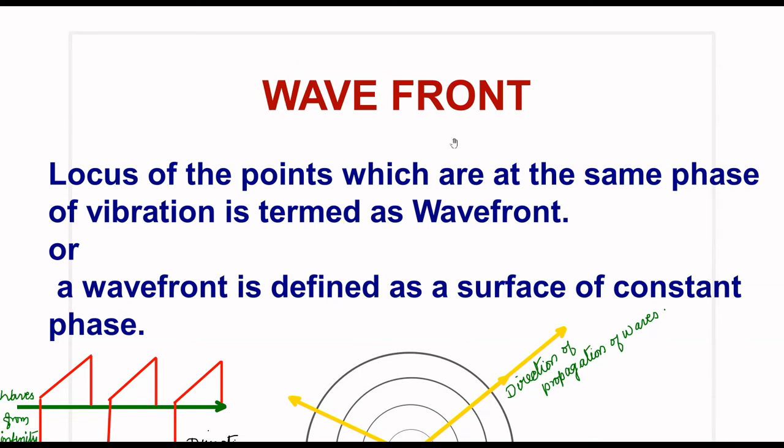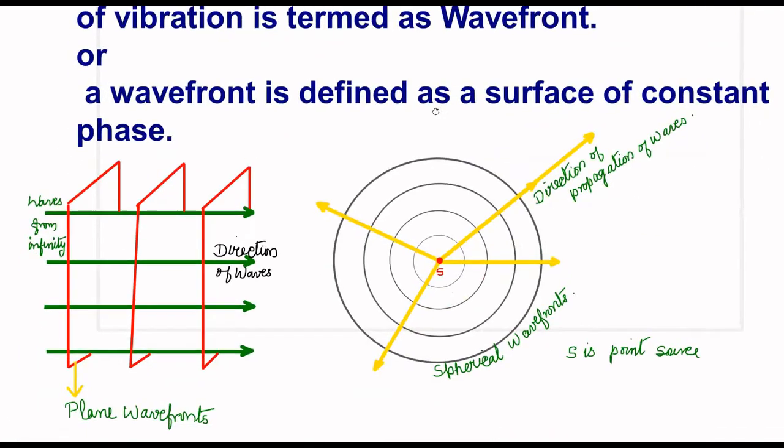Wavefront. The locus of points which are at the same phase of vibration is termed a wavefront, or a wavefront is defined as a surface of constant phase. Let us see the different types of wavefronts.